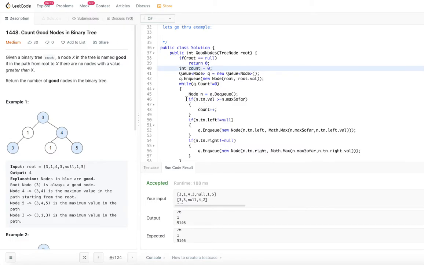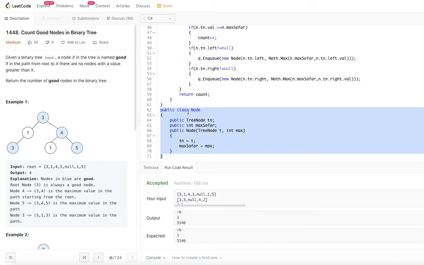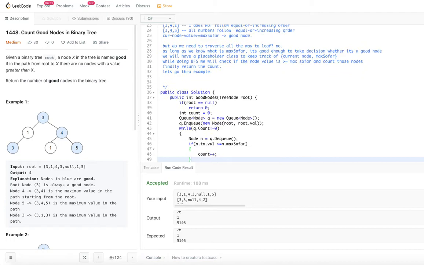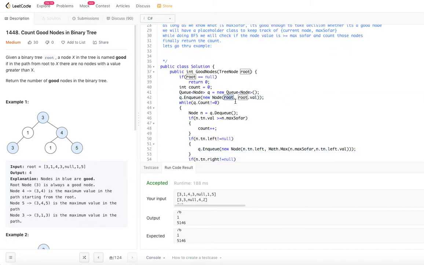Since I said I will be doing this problem with breadth first search, BFS naturally uses a queue. So I am declaring a queue. My queue doesn't hold the tree node, but the Node class, which is the placeholder class that I showed you earlier. So it will hold objects of type Node. To start with, I will put the root node and the root node value as the maximum, because that is the maximum that I have. So I will enqueue that particular node with the root and the root's value.